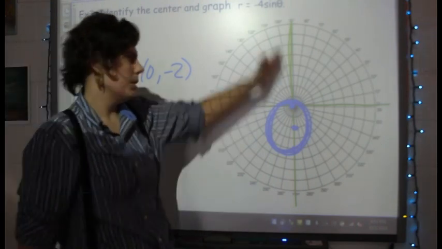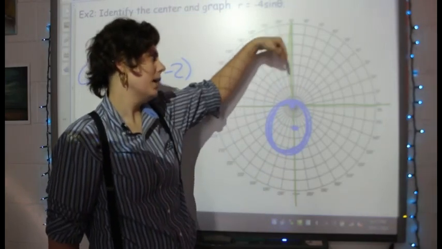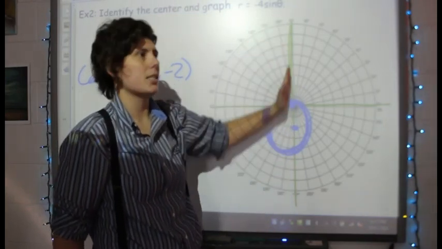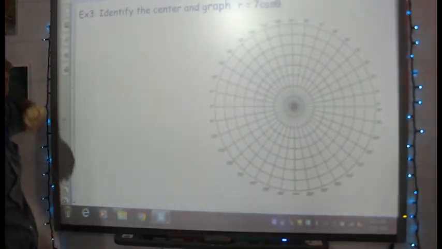So sine means you're working along the y-axis. If it's positive sine, you go up. If it's negative sine, you go down. Just like positive y is up and negative y is down.